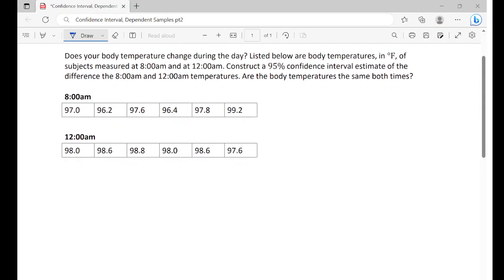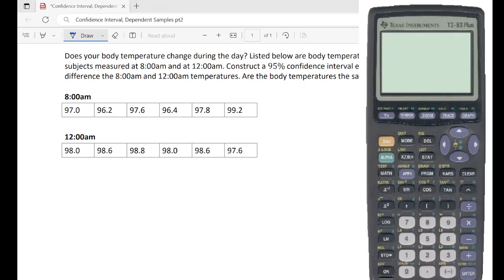So we're going to do a 95% confidence interval based on the body temperatures at 8 a.m., these 6 here, and at 12 a.m., these 6 here. So we're going to find the difference. To do that, we are going to bring up our calculator, and we are going to type in our information.